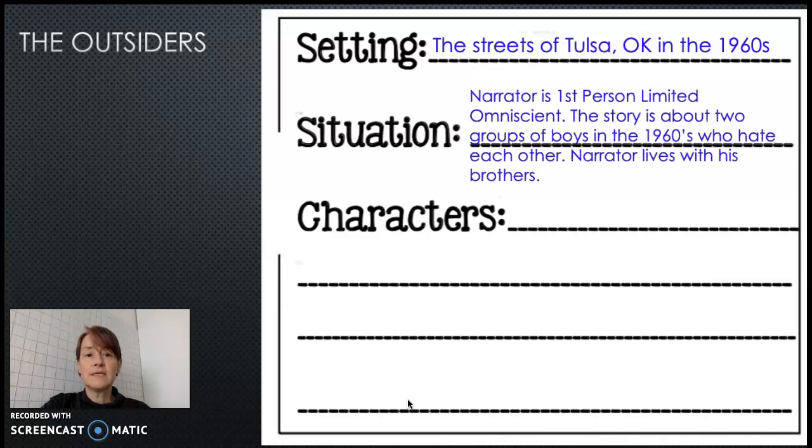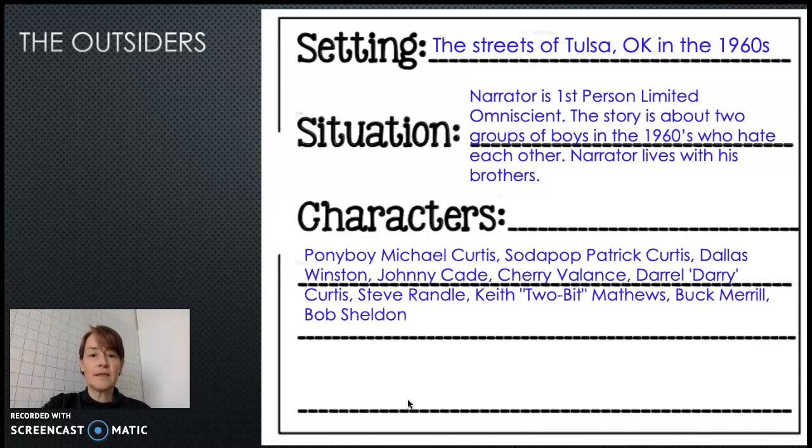The situation is that the narrator is first person, limited, and the story is about two groups of boys in the 1960s who hate each other. The narrator lives with his brothers. The characters, we know that there's a big long list of characters, and here they are: Ponyboy Michael Curtis, Soda Pop Patrick Curtis, Dallas Winston, Johnny Cade, etc. This is probably one of those times when you want to press pause in order to write these down. You can add any other characters if you wanted, but these are the principal characters.